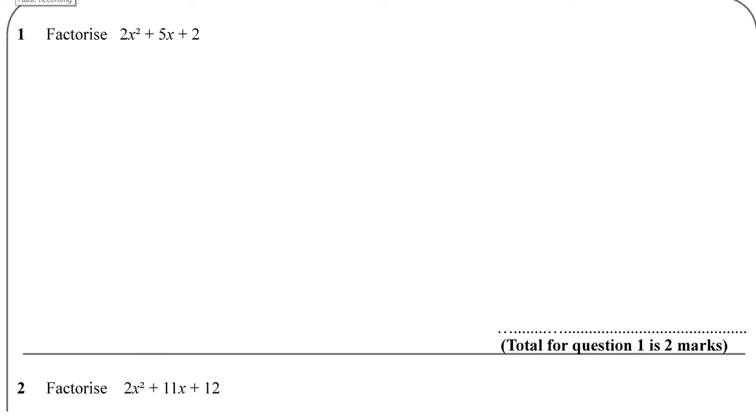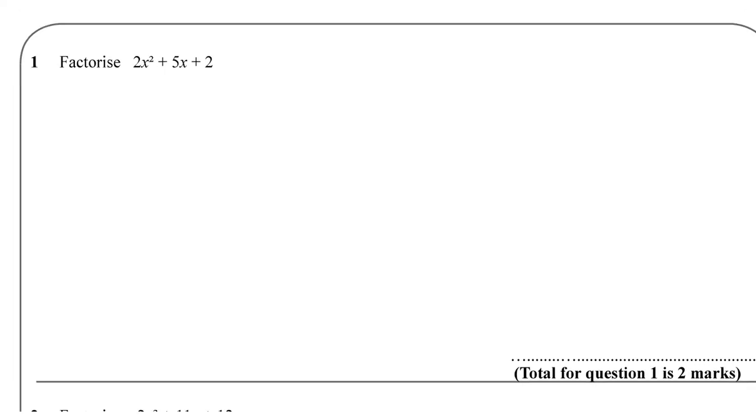Okay, this is an exam question. I will try to solve it and explain as well. In this question, you can see that this 2 is not 1. If you have a question like x squared plus 4x plus, let's say, 6, then you know how to solve this one. Check my other video.